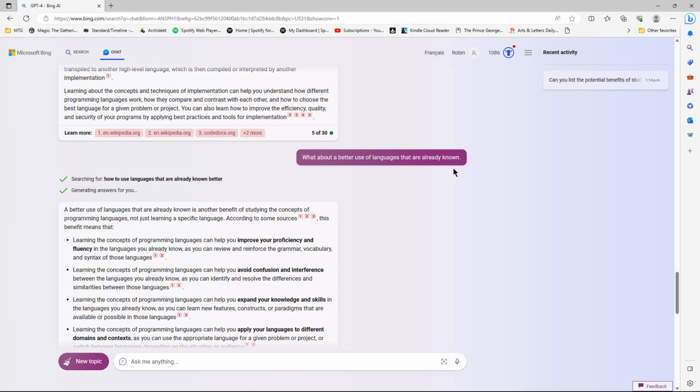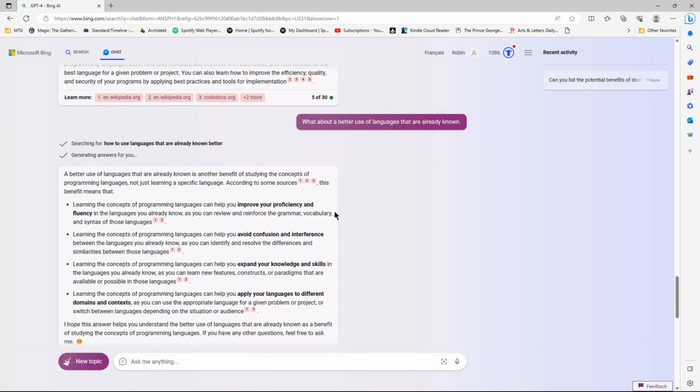What about a better use of languages that are already known? Okay. Another benefit of studying the concepts of programming languages, not just learning a specific language. According to some sources, this benefit means that you include your proficiency in languages you already know, as you can review and reinforce the grammar, vocabulary, syntax. Learning the concepts of programming languages can help you avoid confusion and interference between the languages you already know.